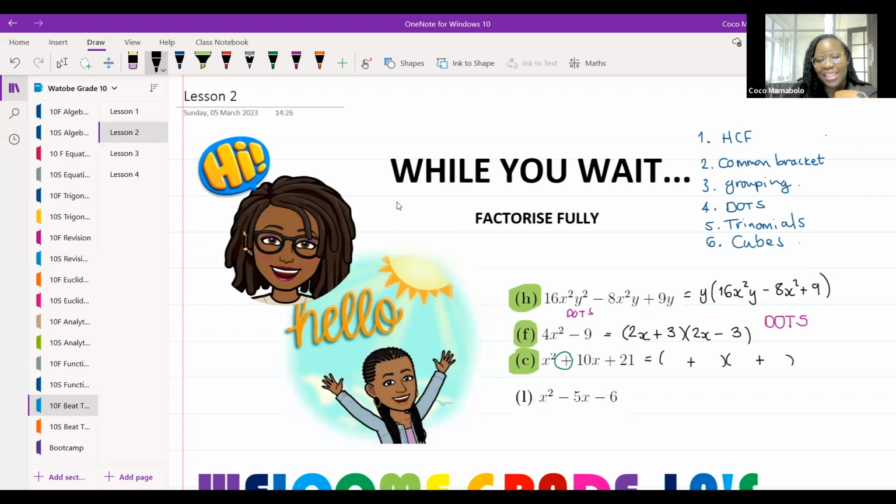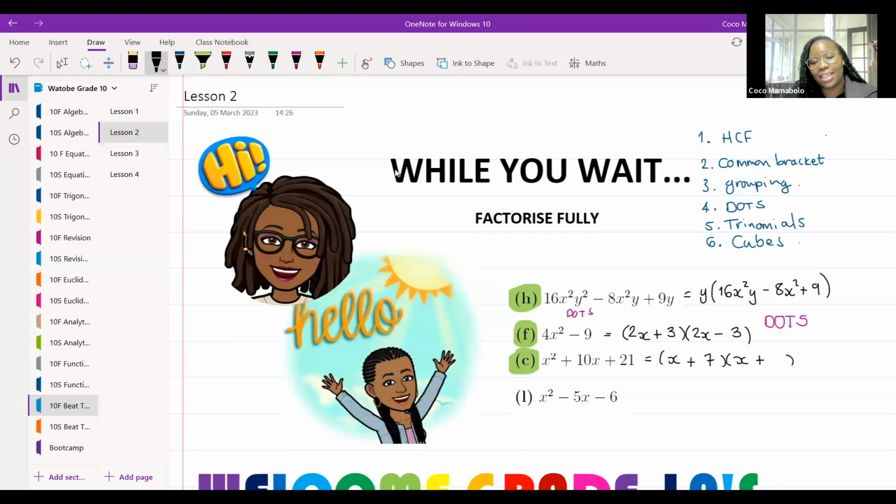Right. Okay, so if we factorize over here, I'm going to have x here and x here. And then, guys, I need factors of 21 that will add up to give me 10. What are those numbers? Amy, you didn't even let me finish. Okay, good.